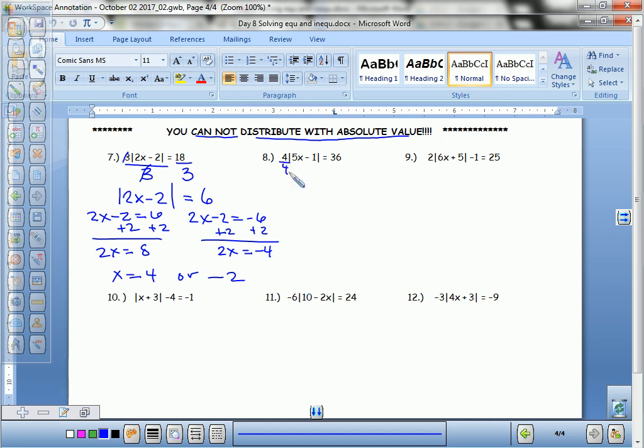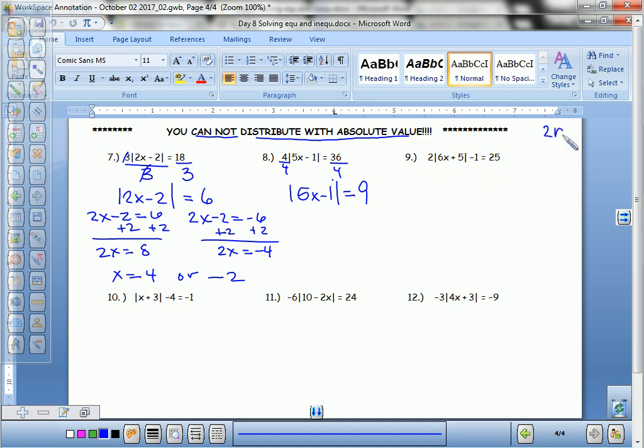Alright, so on this one, what would be my first step? Divide by 4. Divide this side by 4, divide this side by 4, and we get this. Absolute value of 5x minus 1 equals 9. Okay? Now this one, we're not going to solve this one. This one we are going to solve, but we got extra to get rid of first. We have to isolate the absolute value. So, I got a 2 to get rid of and a negative 1 to get rid of.